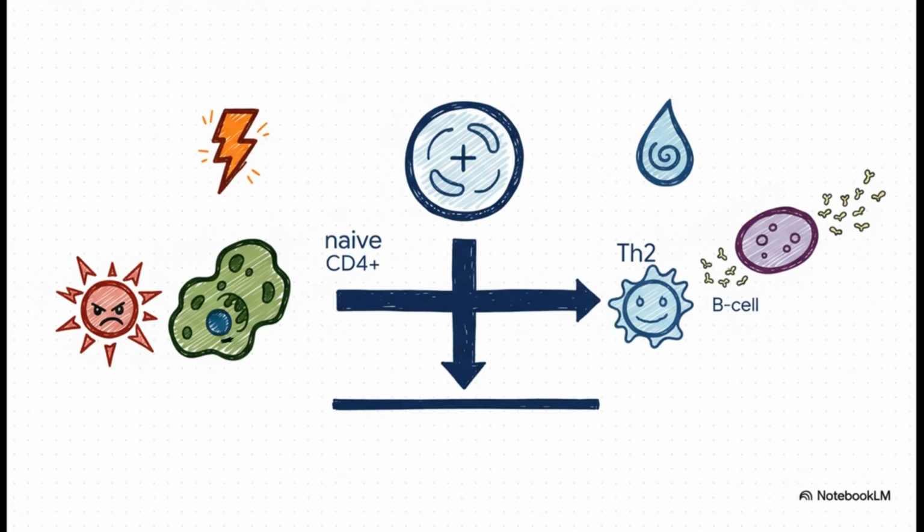But if that same naive T cell finds itself in a soup of interleukin-4, it gets pushed down a completely different path. It becomes a Th2 cell, a specialist in humoral immunity, the part of the immune system that fights with antibodies in your body's fluids. Same starting cell, totally different outcomes, all dictated by that third signal.